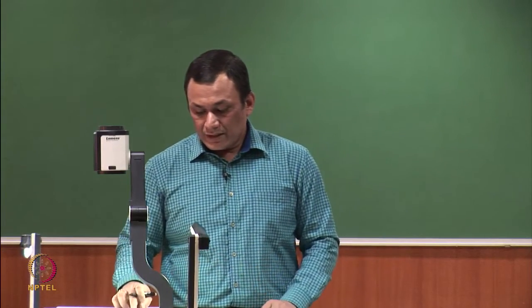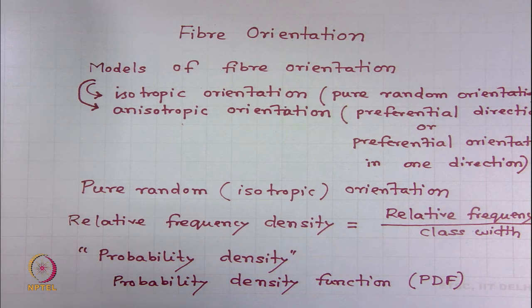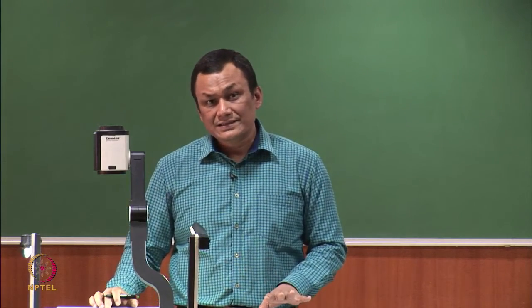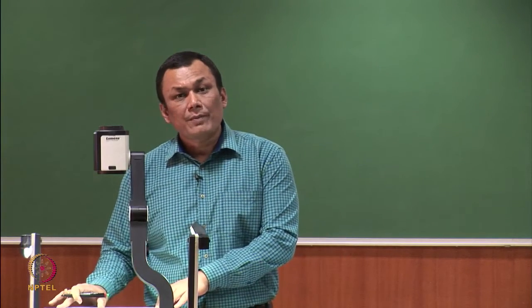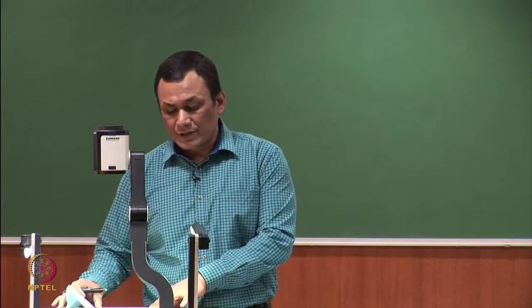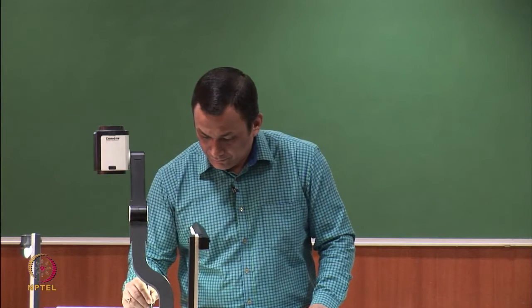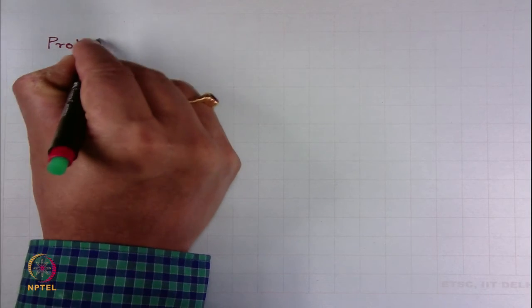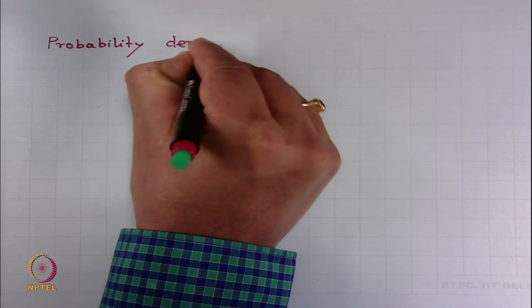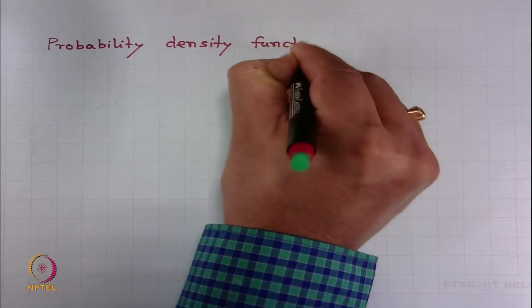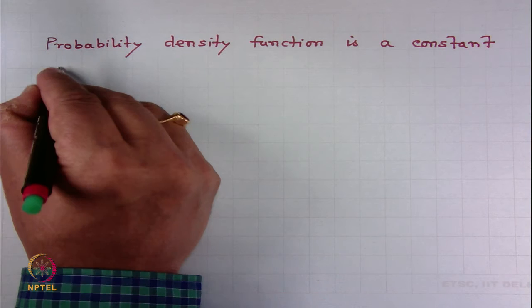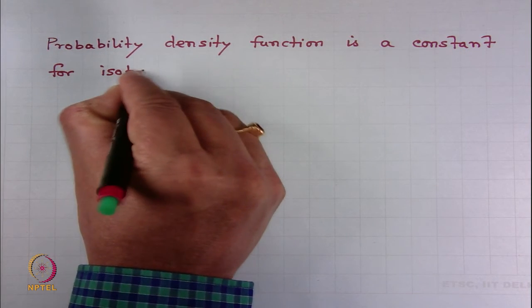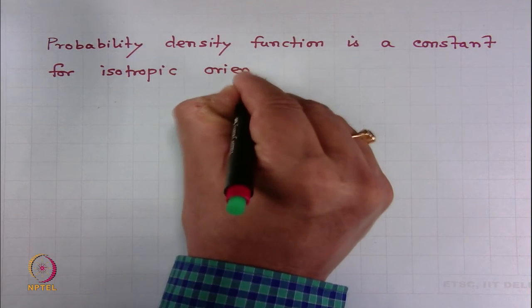Now, in isotropic orientation, as the relative frequency is the same, the relative frequency density is also the same at all possible angles. So, probability density is the same for all possible angles. That means the probability density function is a constant for isotropic orientation.